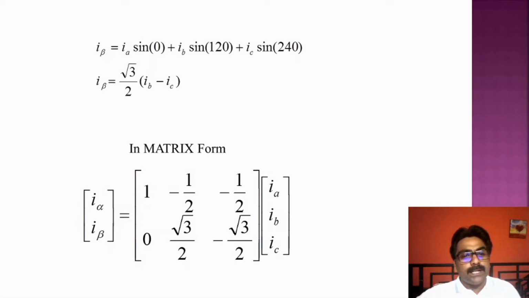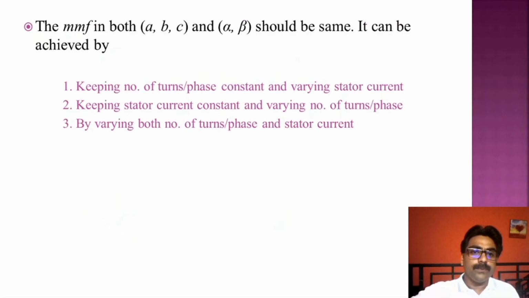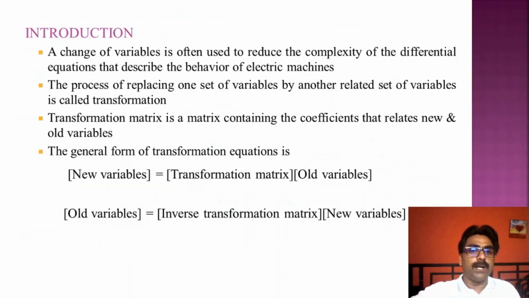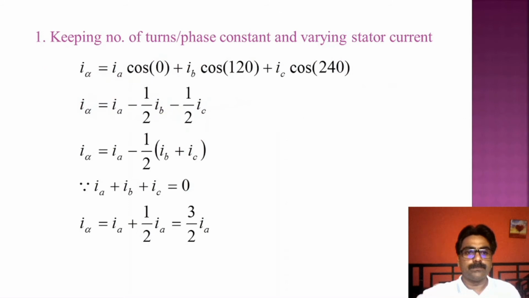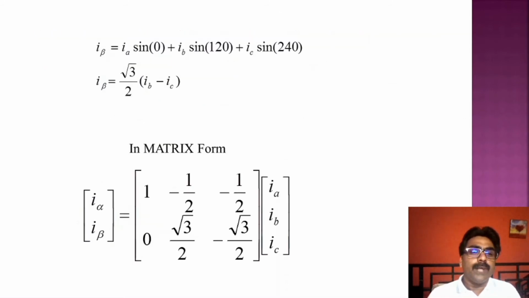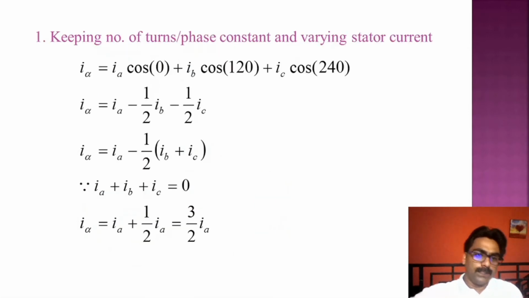When you are going to write it in matrix form, I hope you remember what I explained at the very beginning. I'll just go back to it once again. New variable is equal to transformation matrix into old variables. Now we have the equivalent values for I alpha and I beta based on ABC, and we are going to put it in matrix form. So I alpha, I beta is equal to this, which gives the equation. That is completely derived from what we have seen here.